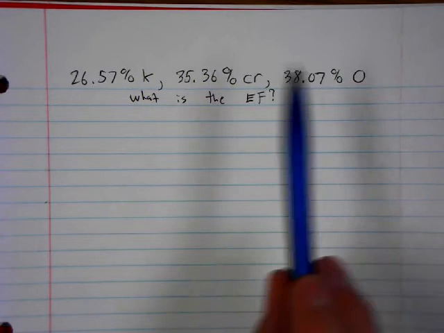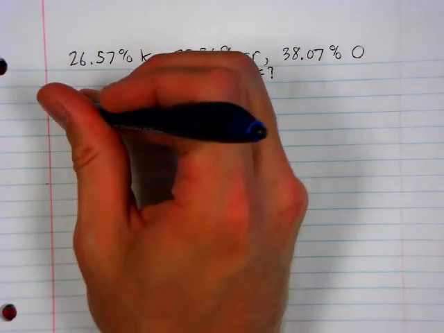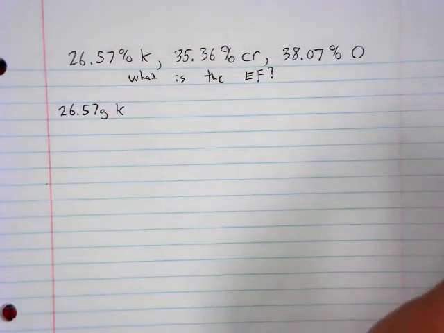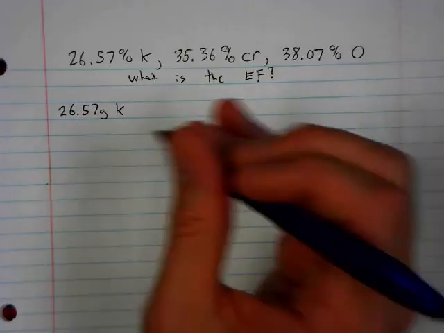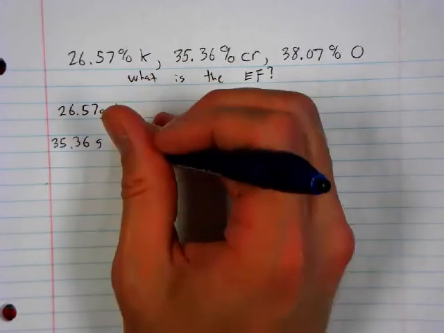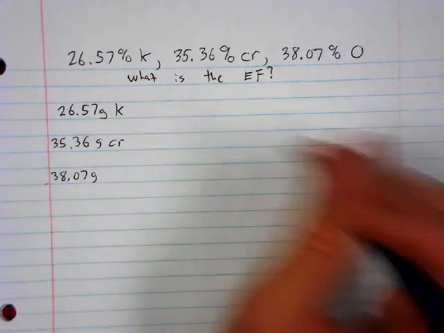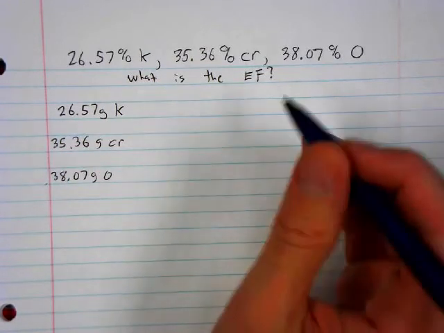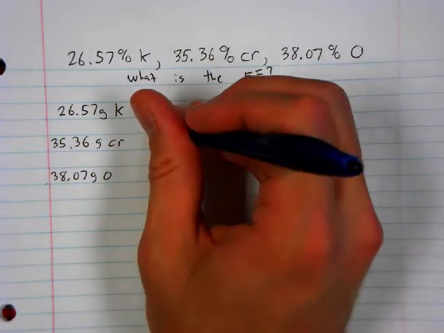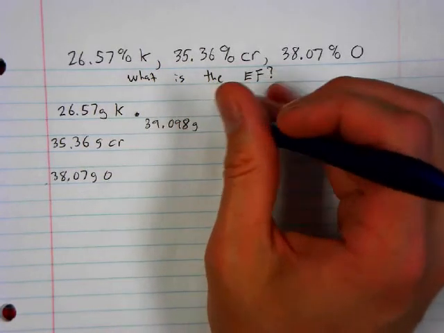In chemistry, a lot of the times we have to make assumptions, and if we know all of these are parts of a whole, we can assume that these are percents adding up to 100. These can also be equal to grams. So if it's 26.57% potassium, I can also say it's 26.57 grams of potassium, and I can say that it's 35.36 grams of chromium. And I can say it's 38.07 grams of oxygen.